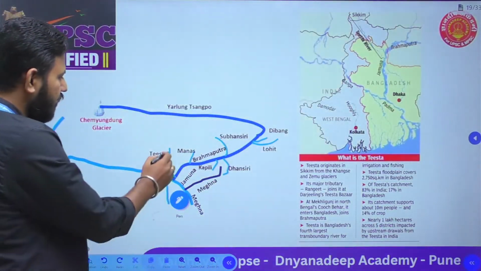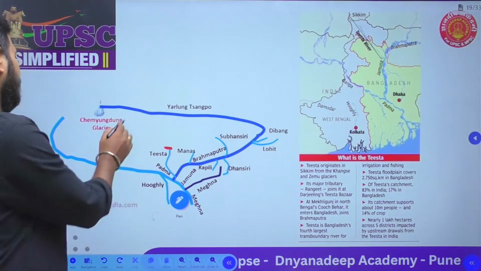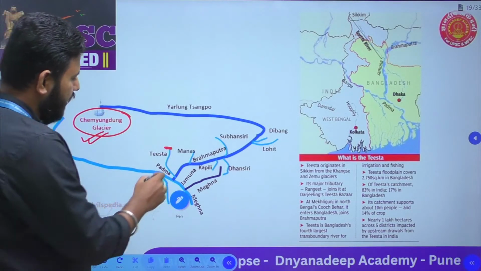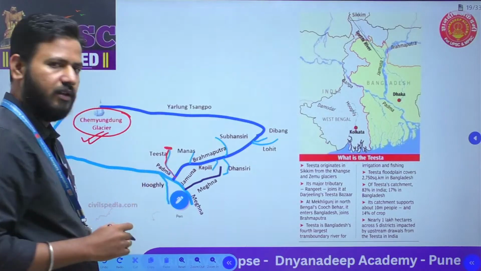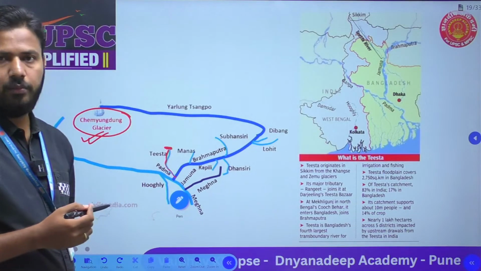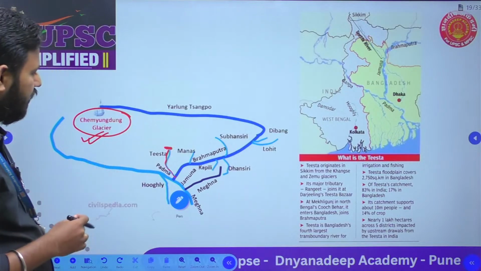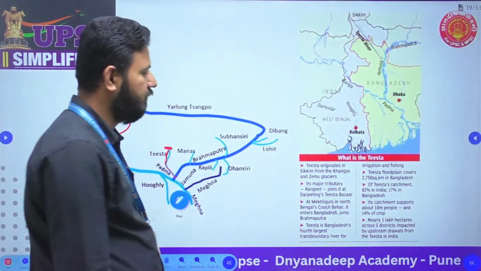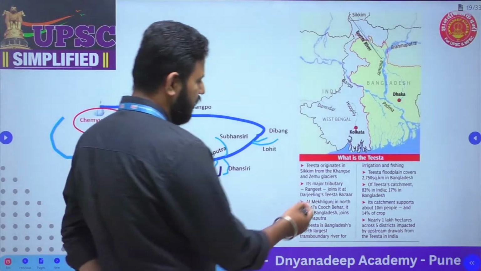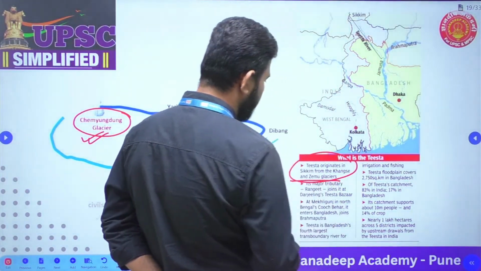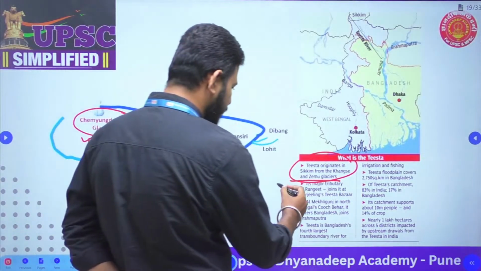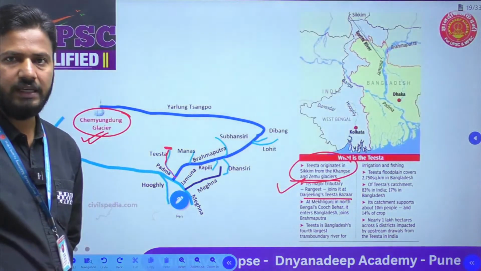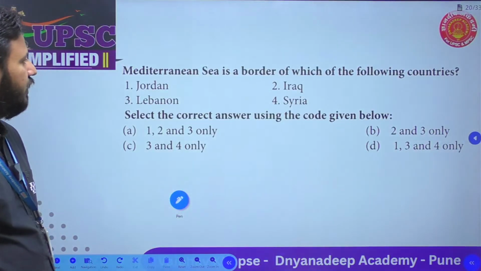You see, Teesta originates here, whereas Brahmaputra originates in Chemayungdung Glacier. And also you see it goes and meets Brahmaputra in Bangladesh. It does not drain into Bay of Bengal itself. So this statement here is incorrect. There's some extra information about this river Teesta, where it originates. It originates in Sikkim from the Khangse Zemu glaciers. Its major tributary is Rangit, and it joins it at Darjeeling's Teesta Bazaar. These two statements were asked in the exam. Now, next question, Mediterranean Sea.